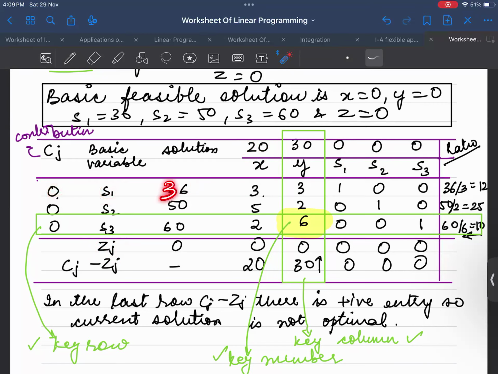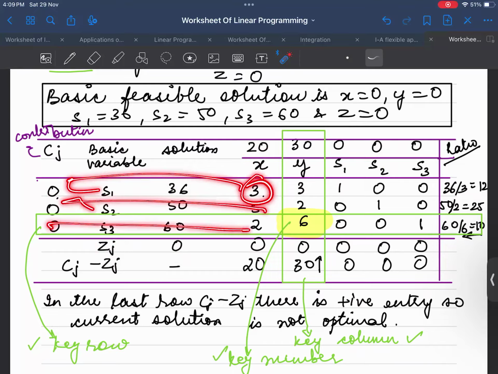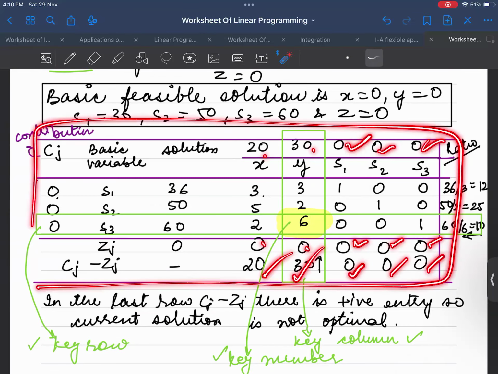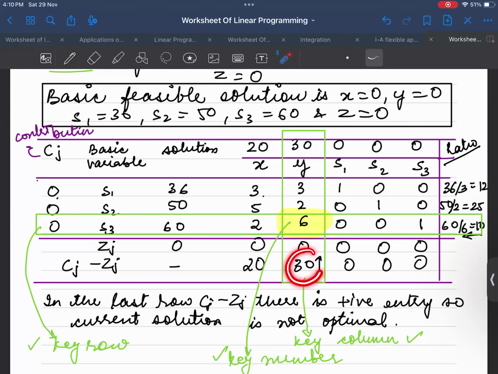So if we are making 36 of S1, but what is its contribution? 0, plus 50 into 0, 60 into 0. So we came out to be 0. Like that, 3 into 0, 0, 0. Then we have calculated the net effect. If our x is introduced, 20 minus 0 would be 20. 30 minus 0 would be 30. 0 minus 0 would be 0. 0 minus 0 would be 0. 0 minus 0 would be 0. I think it's clear from this table. And then we have seen the maximum net effect is 30.